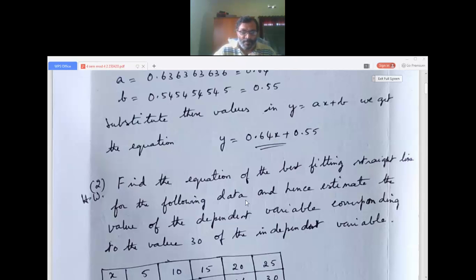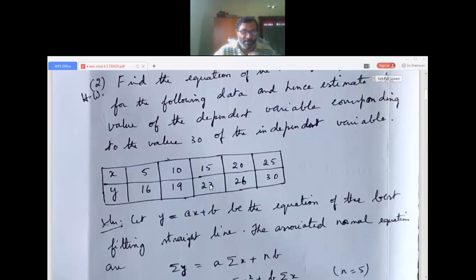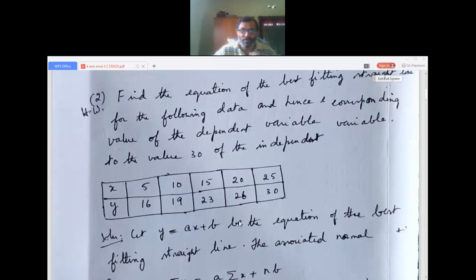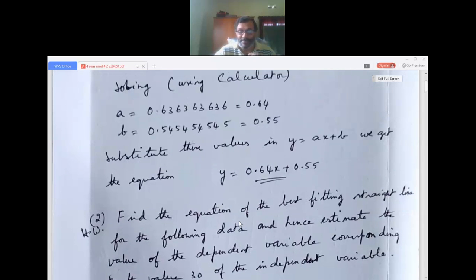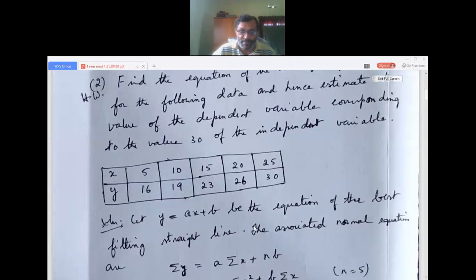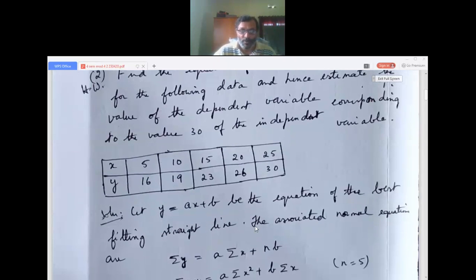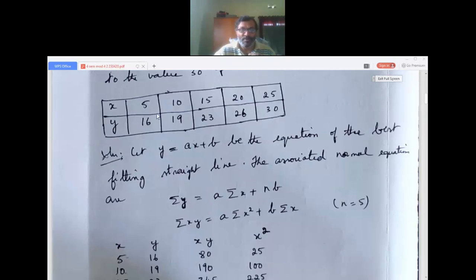The values are given here, the independent and dependent variables. Y equals ax plus b. It is of this type because it is given in the question. Fitting a straight line means y is equal to ax plus b. Let this be the equation of the best fitting straight line. The normal equations you have to know by heart. N is 5 because 5 inputs are there: 1, 2, 3, 4, 5 in the table. So n equals 5.